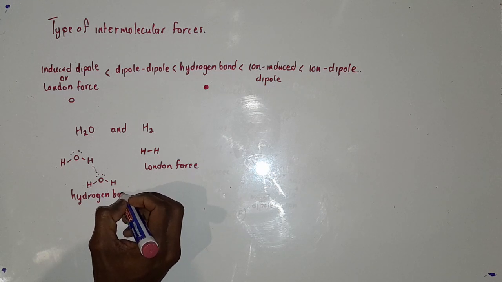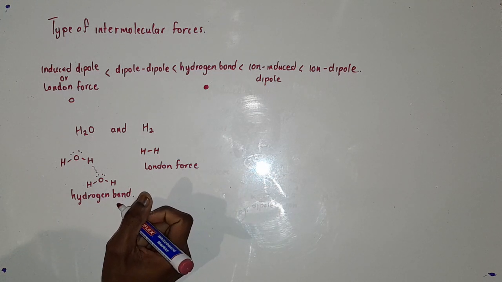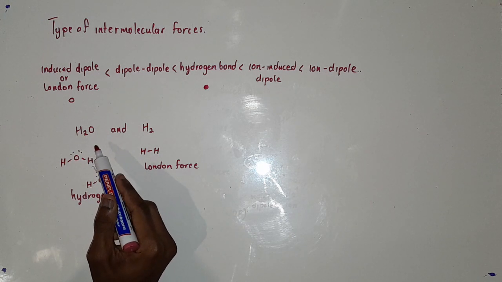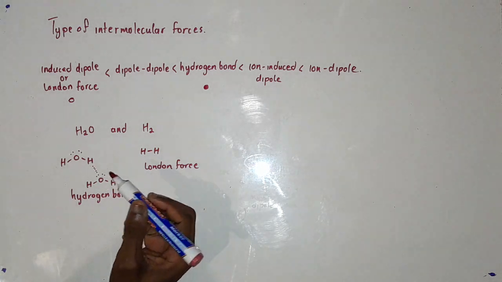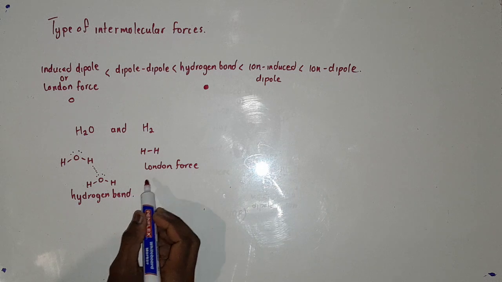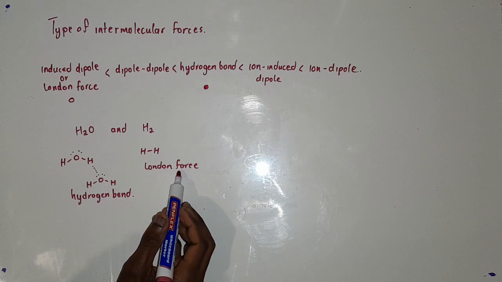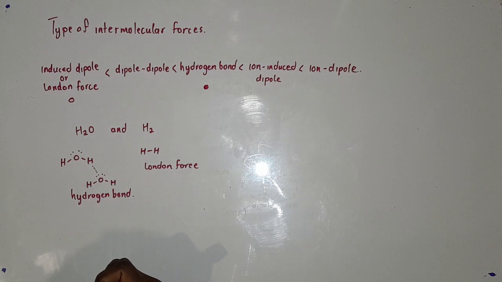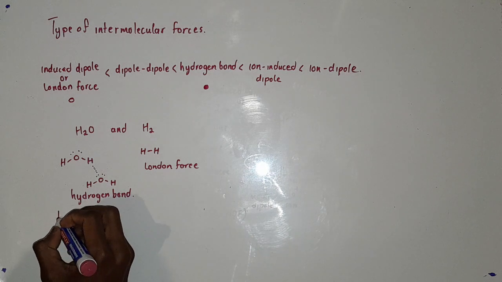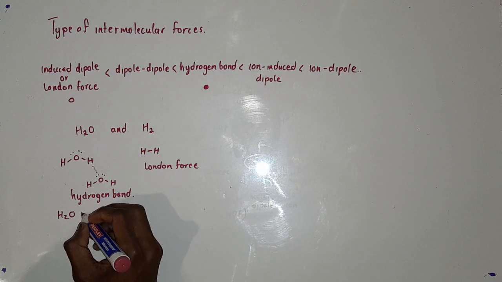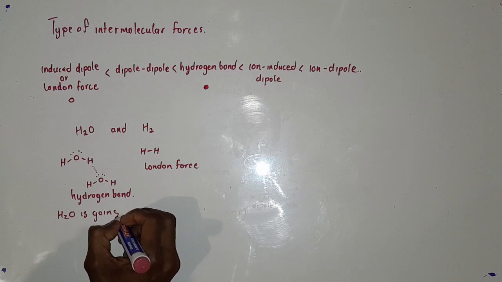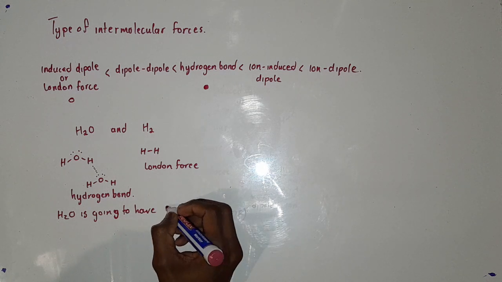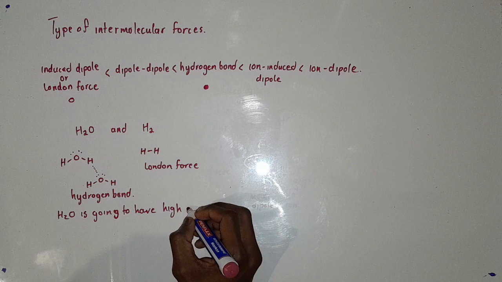Then from this, now we can make a conclusion by saying H2O is going to have a higher boiling point. Why? Because the hydrogen bonds are stronger than the London forces. You see, H2O is going to have a higher boiling point. Let me write it. H2O is going, sorry, to have high boiling point.